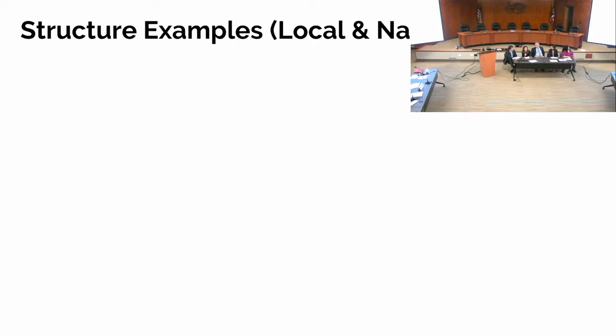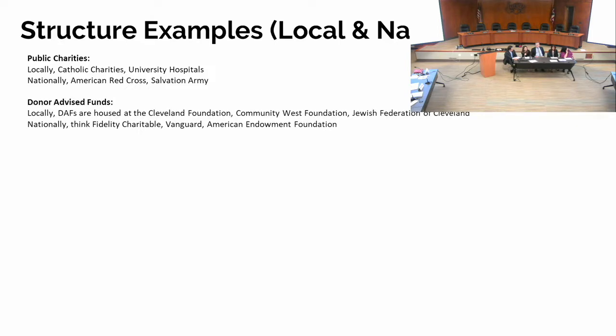So we came up with some structure examples. As we're thinking about this, just some examples for each category. Under public charities, locally, Catholic Charities has a very big presence here, as do University Hospitals, and nationally, the American Red Cross and Salvation Army. In terms of donor advised funds, there are donor advised funds housed at the Cleveland Foundation, Community West Foundation, and the Jewish Federation of Cleveland, but nationally, all the research I see is that there's so much money tied up in Fidelity Charitable, Vanguard, and the American Endowment Foundation, which is actually headquartered here in the Cleveland area. So there are other options. We don't have to stick with a local community foundation if we're looking for something.